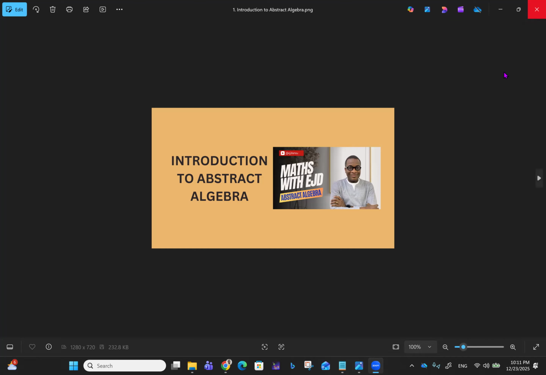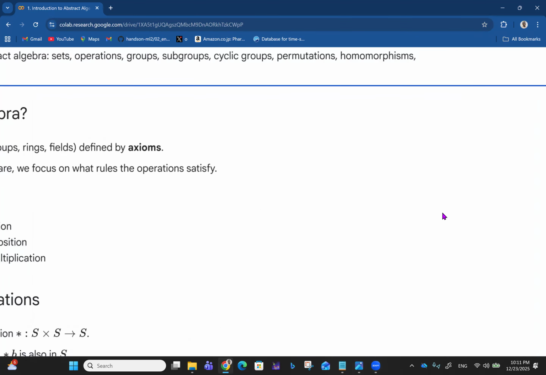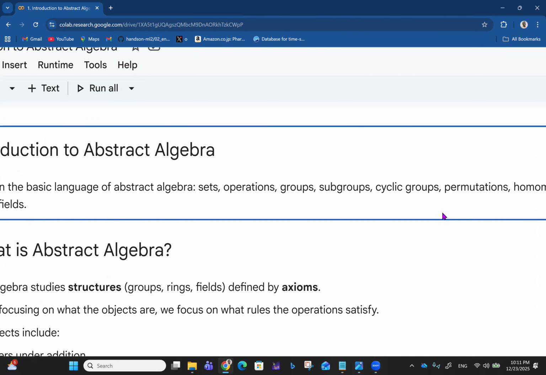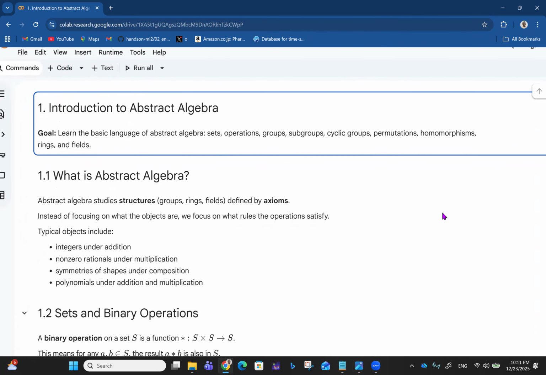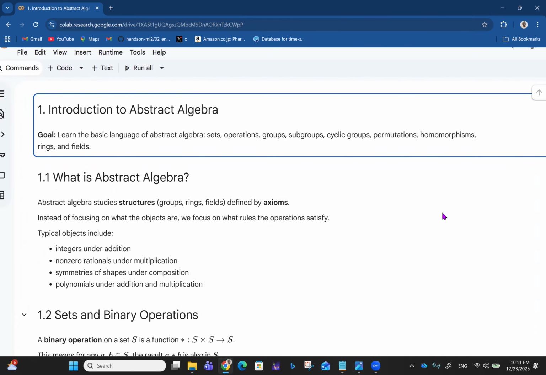So, introduction to abstract algebra is what this video is about, because we embark on this journey and see how far we can go, trying to touch every aspect of abstract algebra. By way of introduction, our goal is to learn the basic language of abstract algebra: sets, operations, groups, subgroups, cyclic groups, permutations, homomorphisms, rings, and fields, right?